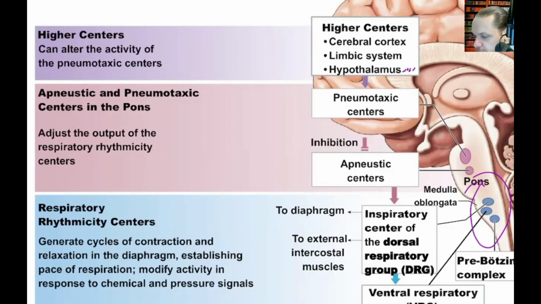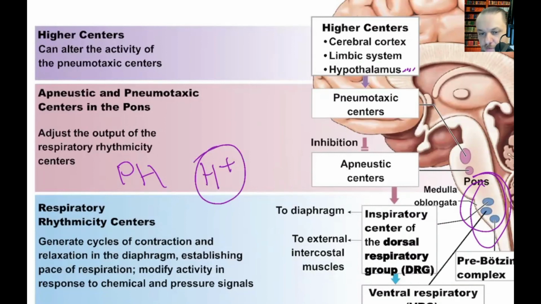And here is where the CSF is sensed with the hydrogen ion. That's basically the pH, and the hydrogen ion controls the frequency of your ventilations. So do I need to increase my ventilation? Do I need to decrease my ventilation? That's the major component of this.